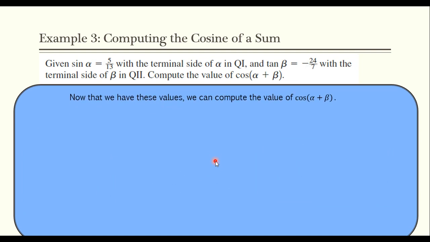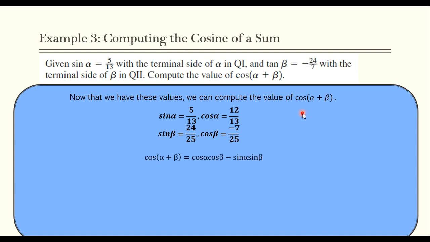Now that I have these values, I can finally use my identity. So there's a little bit of back work in this one. Again, here are the values that I have from the little images that we drew, right? So we're going to expand cosine of alpha plus beta. Here is our identity, the sum identity. Cosine of alpha plus beta is cosine alpha cosine beta minus, remember the opposite, sine alpha sine beta. Now I have all of these things. I can just plug them right on in.